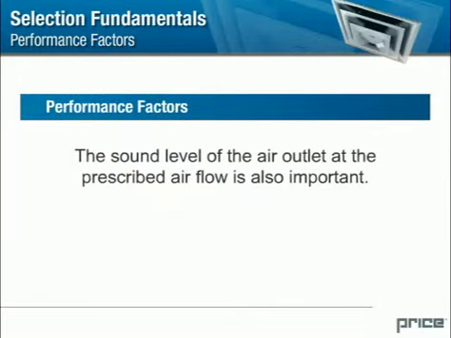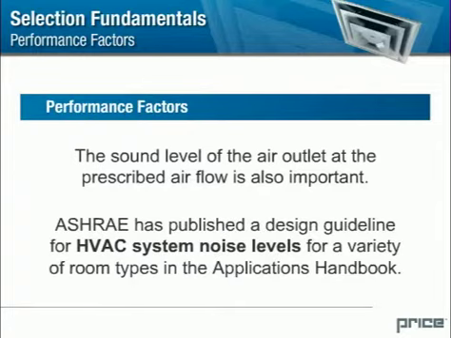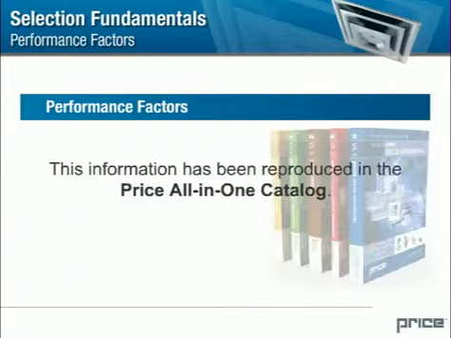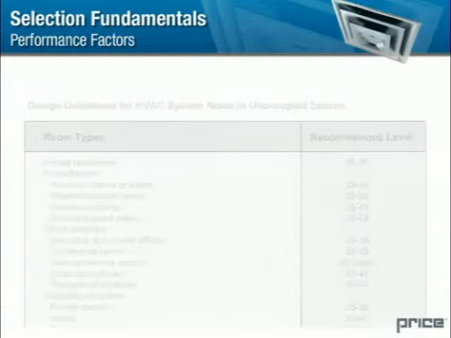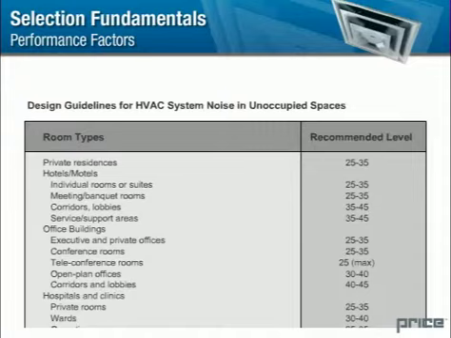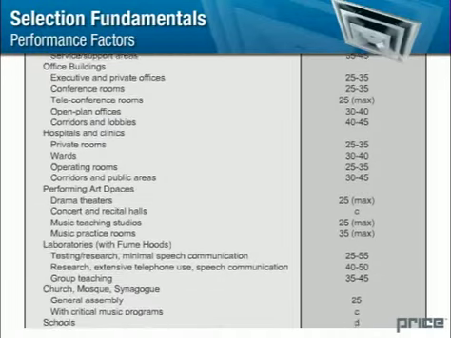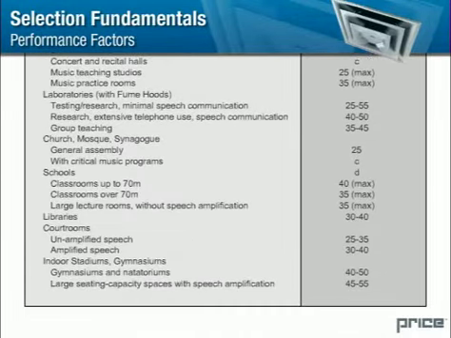The sound level of the air outlet at the prescribed airflow is also important. ASHRAE has published a design guideline for HVAC system noise levels for a variety of room types in the applications handbook. This information has been reproduced in the Price All-in-One catalog. Air outlets should be selected so the sound level at the specified airflow falls within the recommended sound level range for the specific room type.